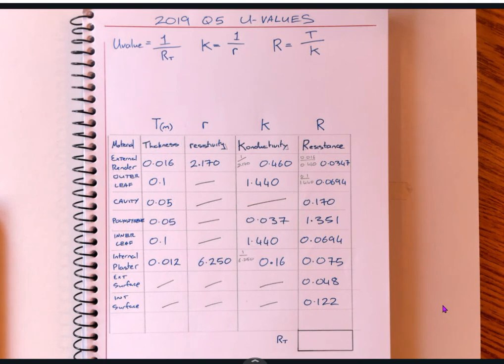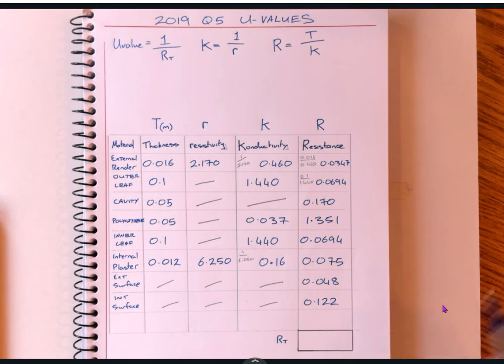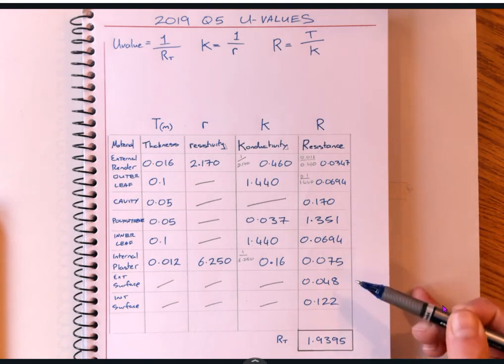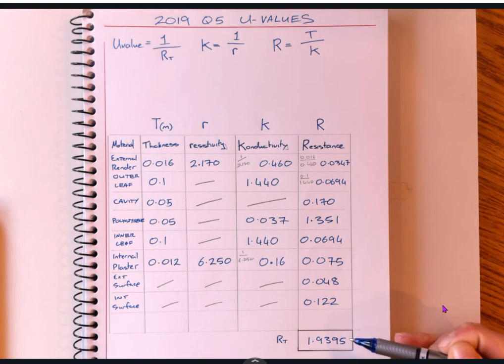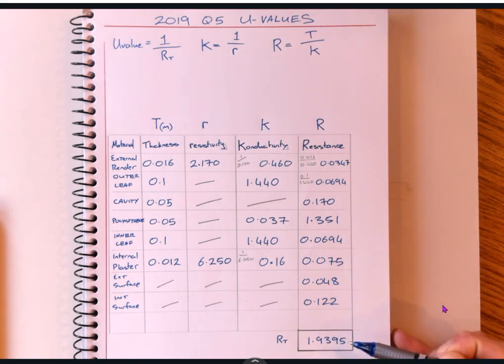With the table filled in, so all of our resistance measurements now put in, I need to get the total resistance down here. So RT, total resistance down the bottom, I just add all of those up. And it should come to 1.9395. Now, make sure you do this at least twice, because if you get a decimal place wrong on any one of these values, it's going to throw your answer way off. So add that up twice to make sure you get the same answer both times.